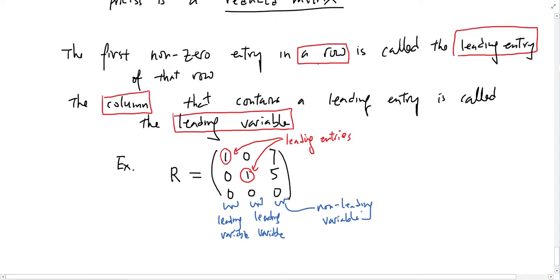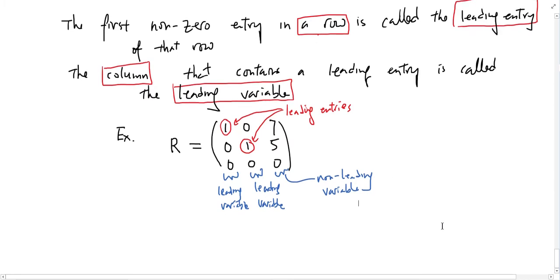Now, why do we call them leading variables? Because each column, remember, represents a variable, while each row represents an equation. So in this case, assuming that we have a system in x, y, z, then we are basically saying that variable x and variable y are what we call leading variables. And then variable z is called a non-leading variable. Now, what does it mean by leading variable and non-leading variable? We'll get to that in a little bit, okay?